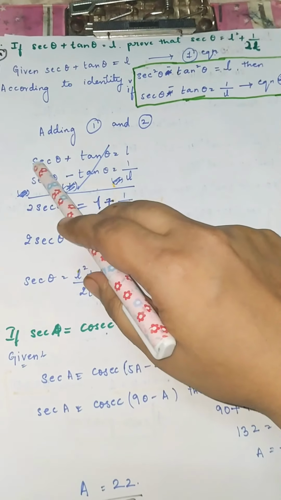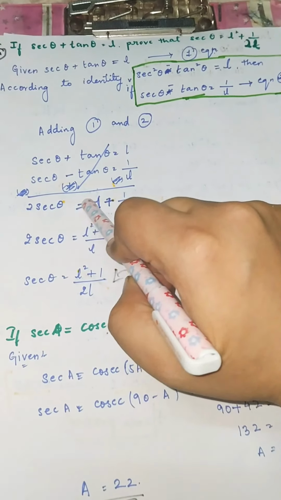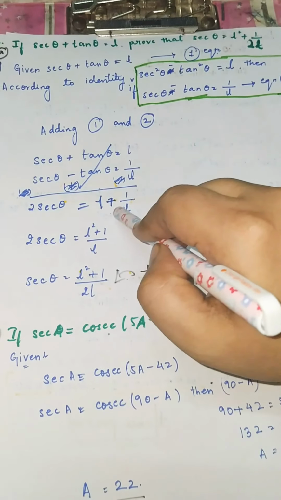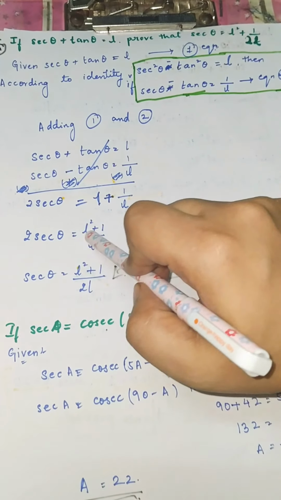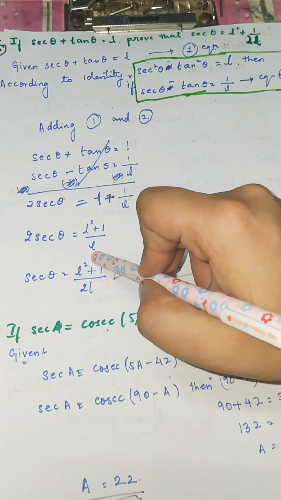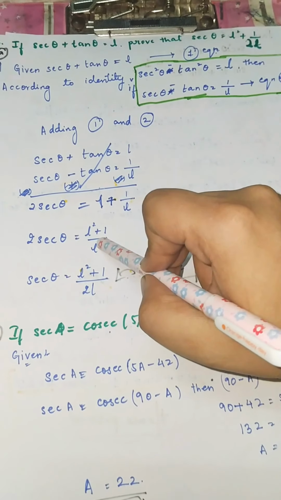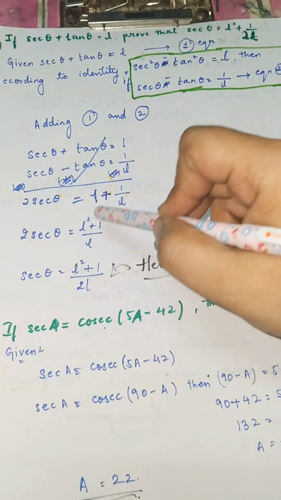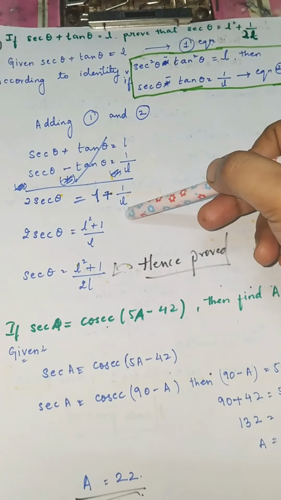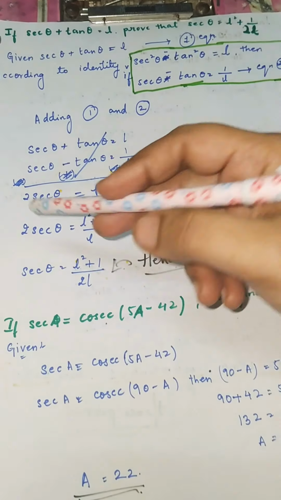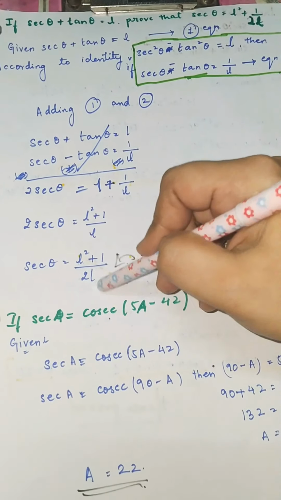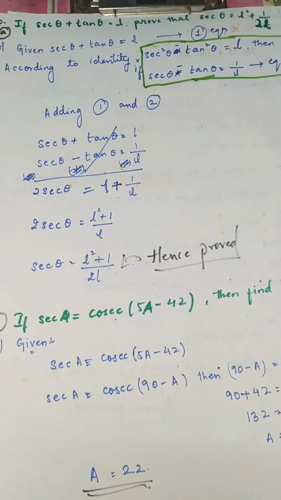Okay, now sec theta plus sec theta is 2 sec theta is equal to, tan theta and tan theta get cancelled, plus and minus, 1 plus 1 by L. 2 sec theta is equal to, we have to take the LCM. Okay, now L into L is L square plus, how many times does L go in L? It is 1 time. 1 into 1 is 1. Then sec theta is equal to L square plus 1 by 2L. Okay, hence it is proved.